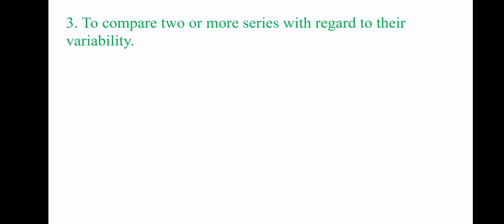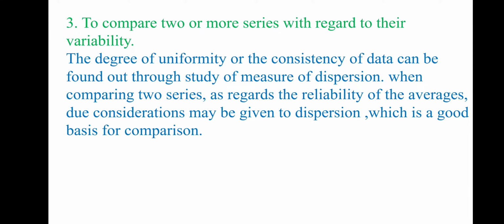To compare two or more series with regard to their variability. When we are getting two different variabilities, then we can consider the degree of uniformity or consistency of data, which can be found out through the study of measures of variation and dispersion. When comparing two series as regards the reliability of the averages, due consideration may be given to dispersion, which is a good basis for comparison. Which one? Measures of dispersion.